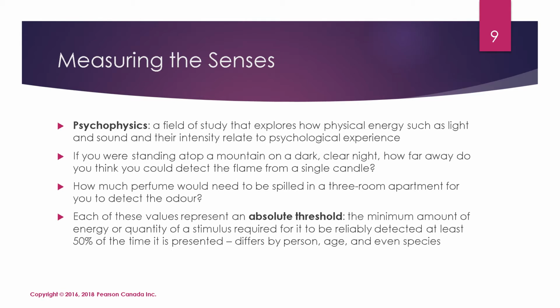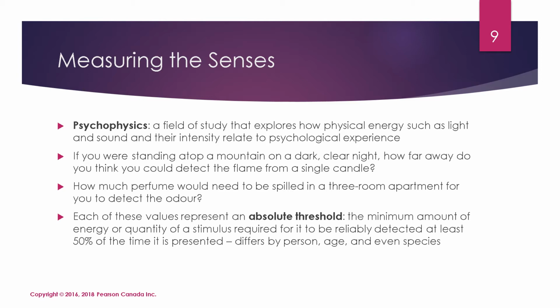So each of these values represents what we call an absolute threshold, which is the minimum amount of energy or quantity of a stimulus required for it to be reliably detected at least 50% of the time it is presented. So when we say reliable detection, that means you're able to pick up on it at least 50% of the time that it's present. And so absolute thresholds can differ by person, age, and even species.